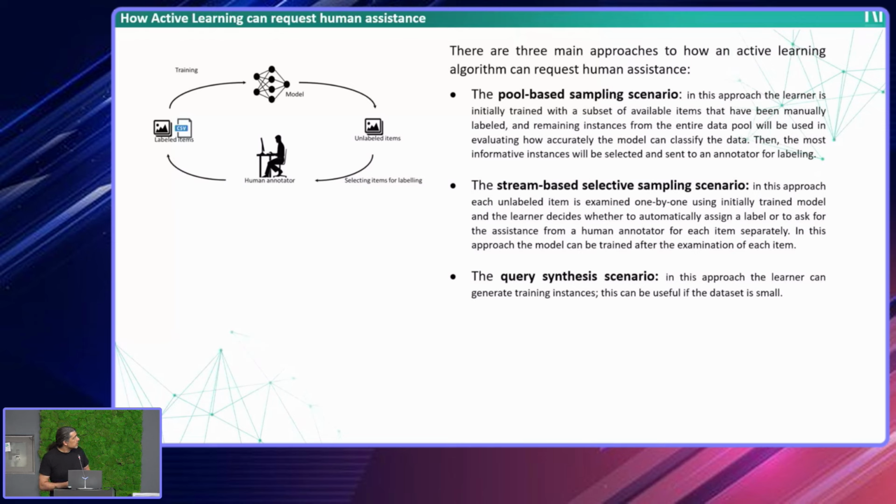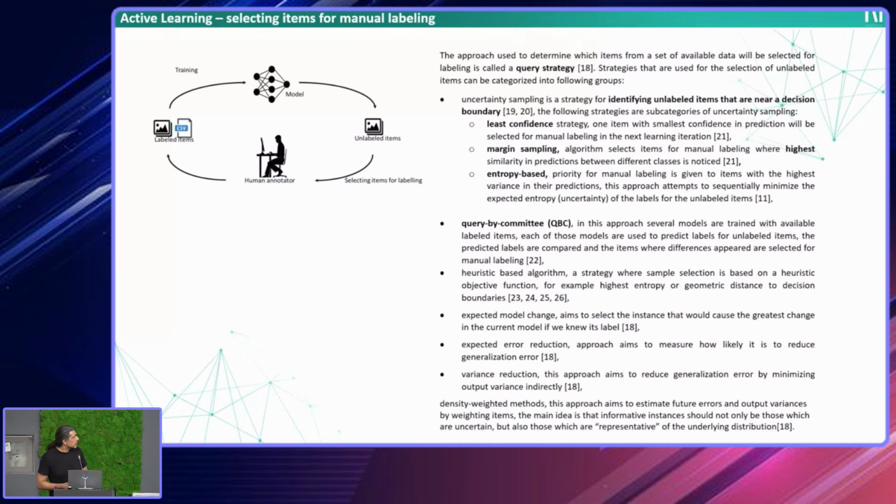This approach here is stream-based. You can imagine that if you're applying active learning on some data, you don't check the whole data set, you check one by one item from the data set, and if you find something suspicious, you immediately ask a human annotator to check and correct that data. And there is a third approach: if you find something similar, you can generate synthetic data.